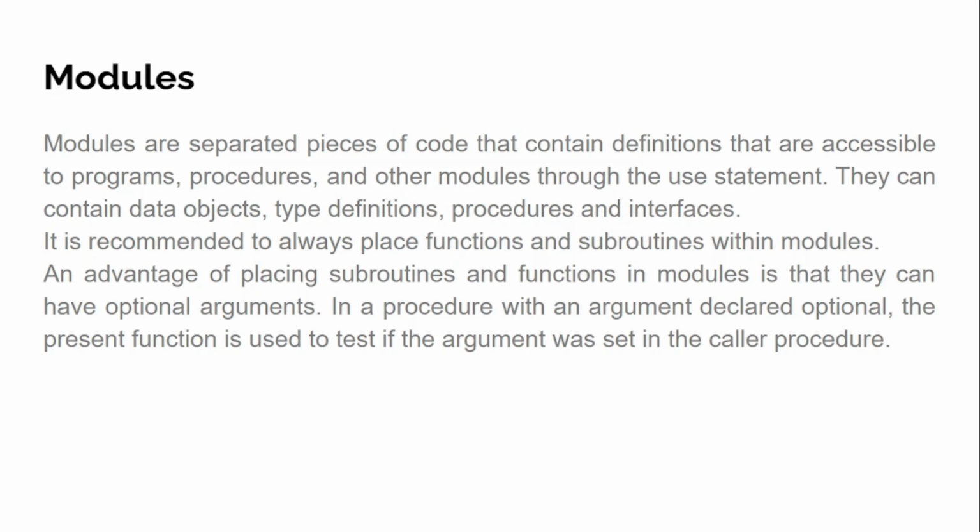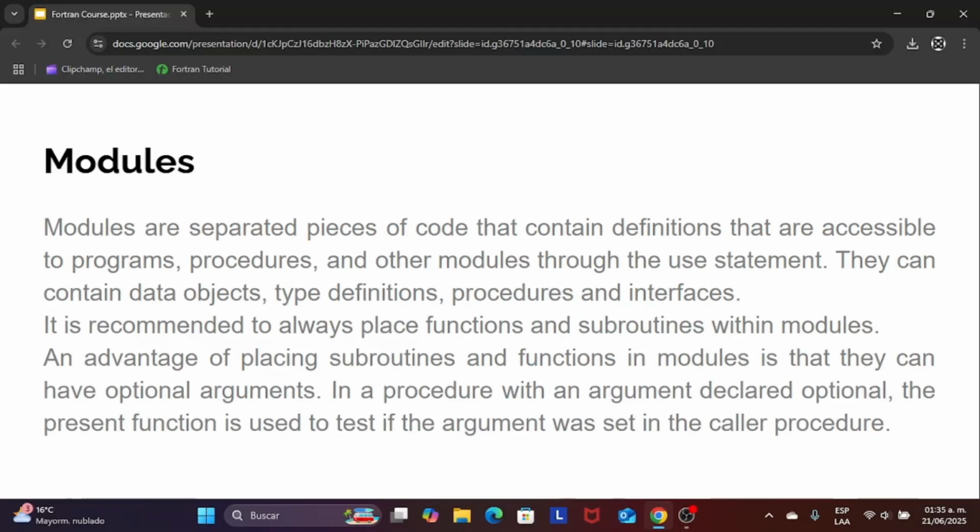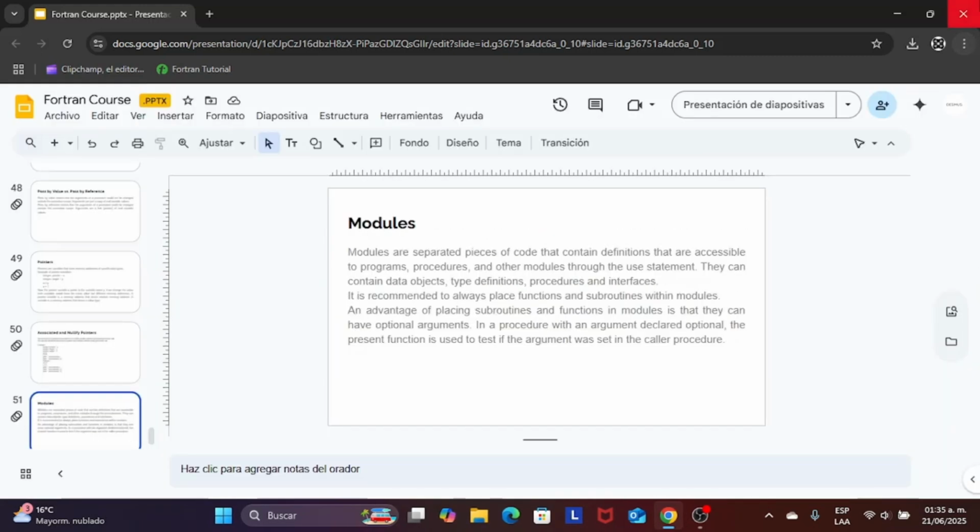An advantage of placing subroutines and functions in modules is that they can have optional arguments. In a procedure with an argument declared optional, the present function is used to test if the argument was set in the caller procedure. In the next video, we will see some code examples about all these new topics.